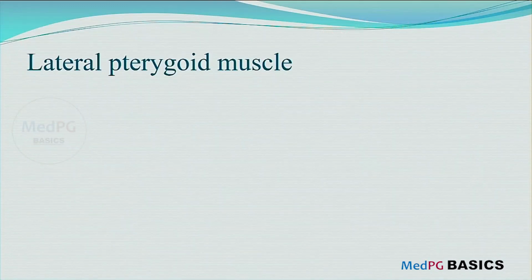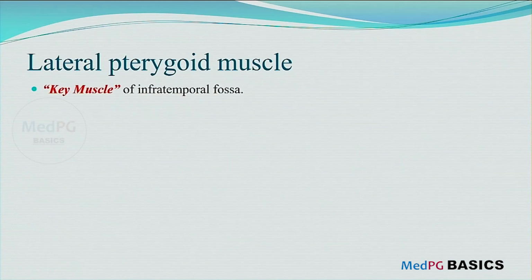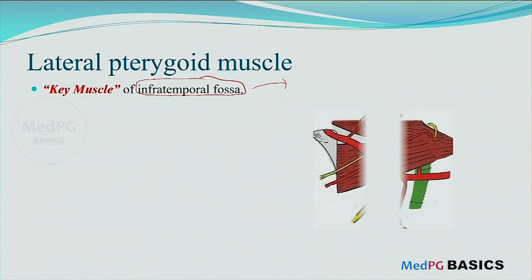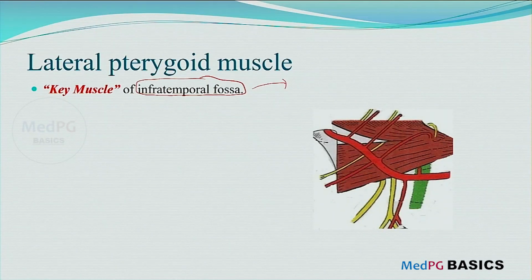Now going on to one of the important muscles of mastication, that is the lateral pterygoid muscle. This lateral pterygoid muscle is considered to be the key muscle of the infratemporal fossa, because the identification of the lateral pterygoid muscle within this infratemporal fossa is a key. Why? To identify other structures in the infratemporal fossa. Now let us see why it is called the key muscle.